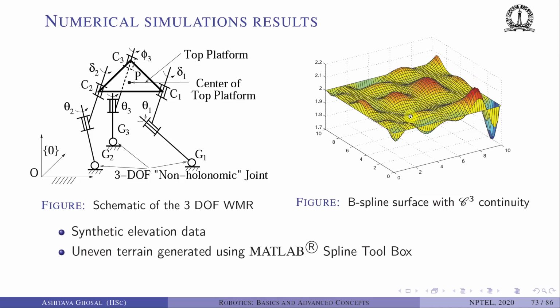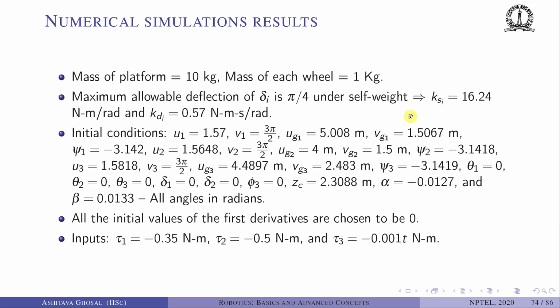This is a surface which was used earlier also, and we are going to use the same synthetically generated surface with C3 continuity for simulation. This is not a real surface. This is generated in MATLAB. The mass of the top platform is assumed to be about 10 kgs, mass of wheel 1 kg, because in dynamics we need to know masses.